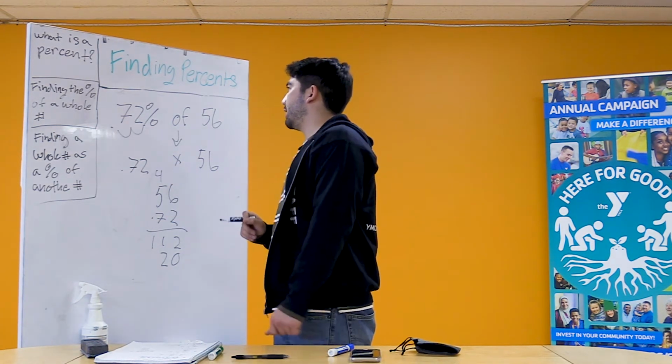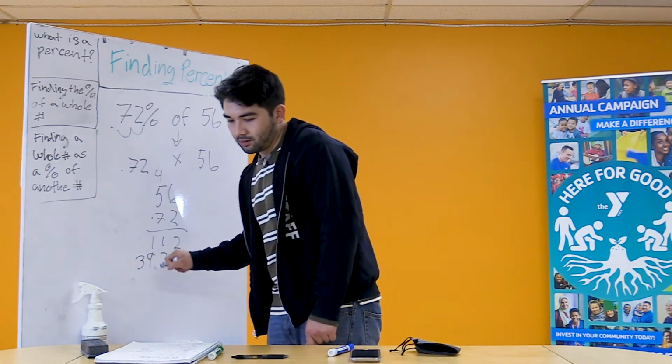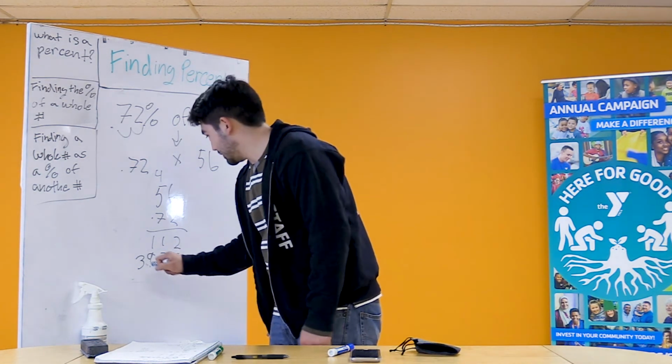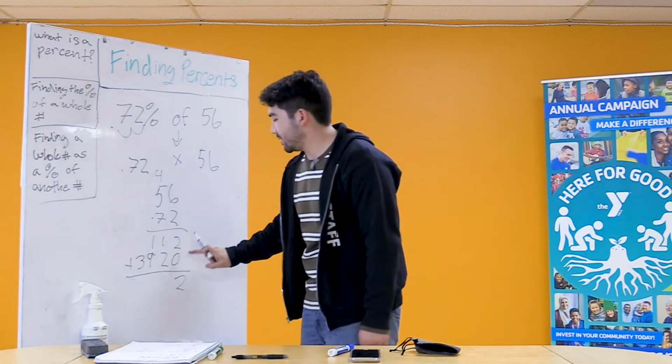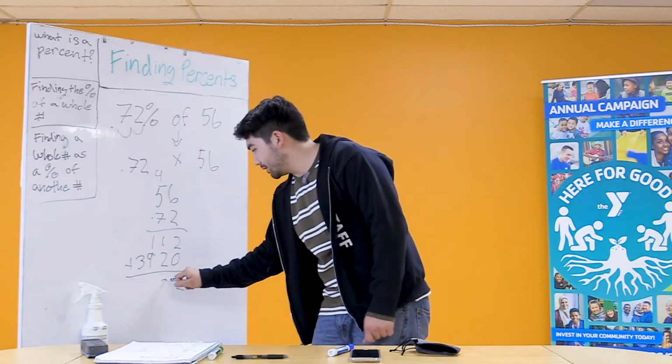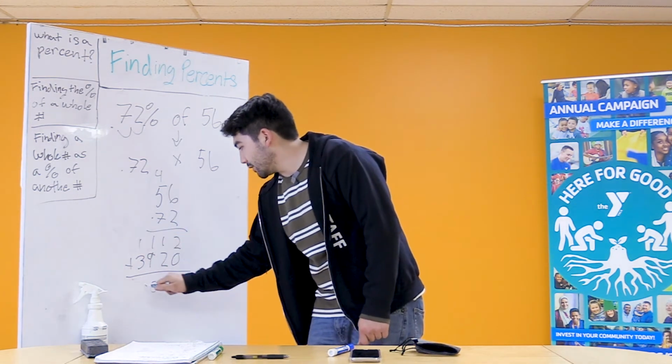7 times 5 is 35, plus 4 is 39. Did I do that math right? Yes, I did. Go me. 2 plus 0 is 2. 1 plus 2 is 3. 1 plus 9 is 10. Carry the 1. 1 plus 3 is 4.